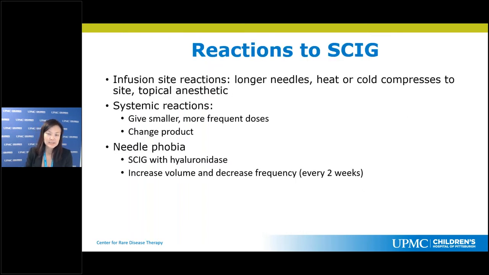And so what are the downsides of the subcutaneous? There could be a lot of infusion site reactions. In fact, most patients at some point will report some reactions at the infusion site, and we do have ways to help with that, and that seems to get better over time as well. The systemic reactions are not common to subcutaneous immunoglobulin compared to IVIG forms, but we do have ways to deal with that as well. And then for people with needle phobia, we generally try to switch them over to once a month.